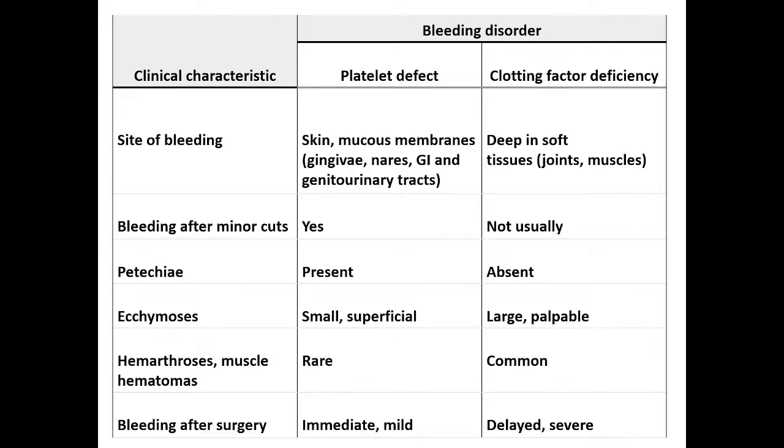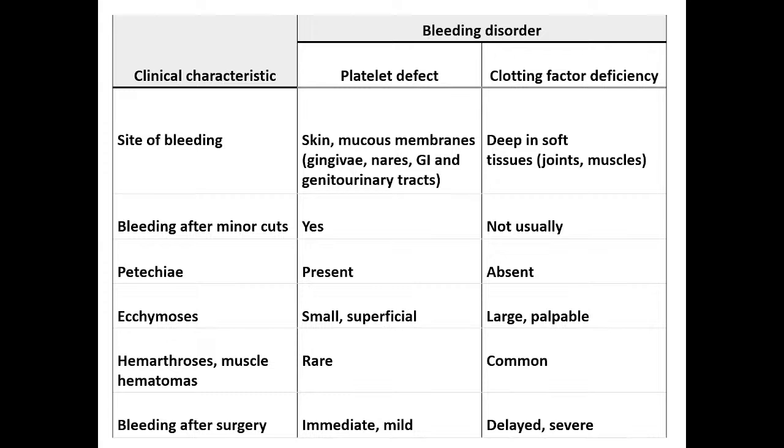Bleeding disorder, platelet and clotting factor deficiency, these can be differentiated clinically, by what the child looks like, whether we suspect a platelet problem or a clotting factor problem. So if mucocutaneous bleeding, then it suggests platelet defect. If deep soft tissue bleeding like joints and muscles, then it suggests clotting factor deficiency. If bleeding with minor cuts or even after cannulation, it suggests platelet defect, and in clotting factor deficiency usually with minor cuts bleeding may not be there.